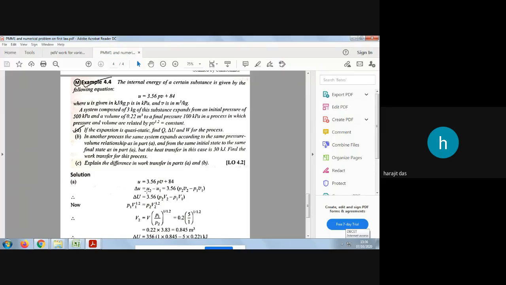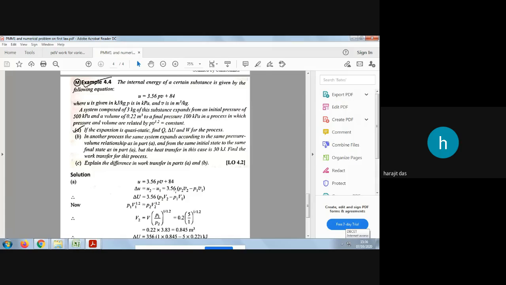So U2 is what? 3.56 P2 V2. U1 is what? 3.56 P1 V1. So if you just subtract it, 84 minus 84, it will be cancelled out. Only 3.56, this expression will be left: 3.56 (P2 V2 minus P1 V1). Okay, so delta U will be how much?